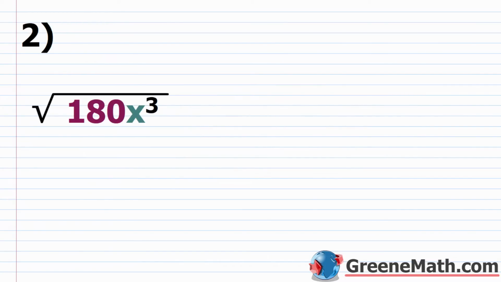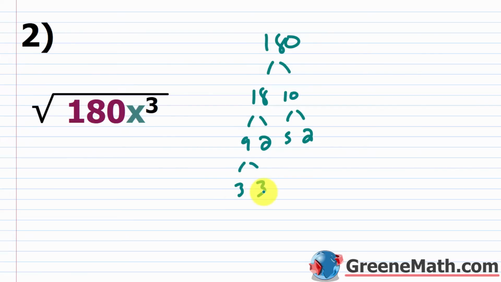Okay, let's look at problem number 2. So now we have the square root of 180x cubed. Okay, so the same idea. You want to factor 180 and look for perfect squares. So 180 ends in a 0, so I'm going to do 18 times 10. And then 18, I'm going to do 9 times 2. 10, I'm going to do 5 times 2. 9, I'm going to do 3 times 3.